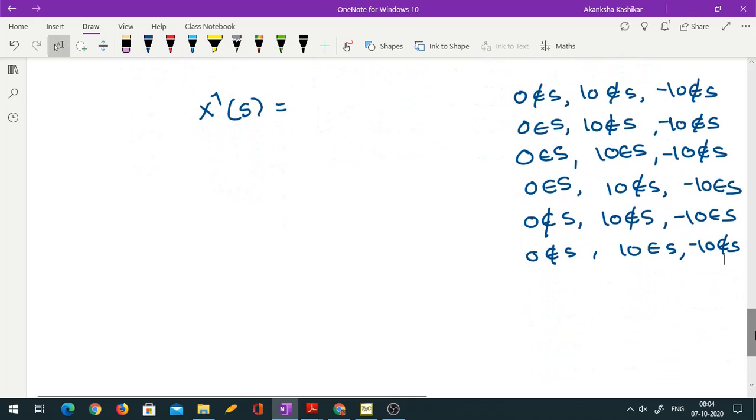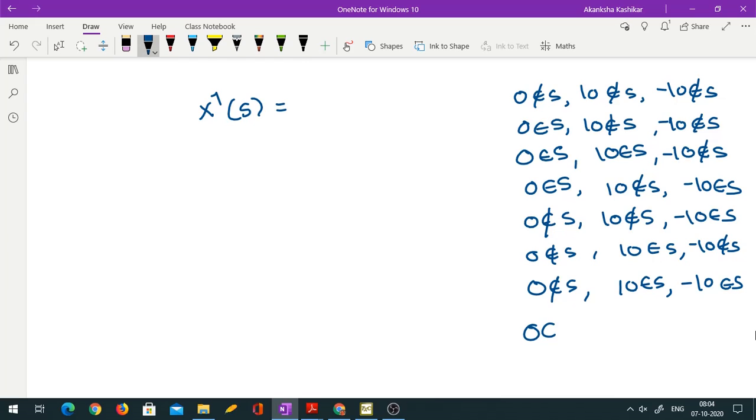Okay, 0 doesn't belong to S, 10 belongs to S, and minus 10 also belongs to S. 1, 2, 3, 4, 5, 6, 7 I have done, and the last is everything belongs.